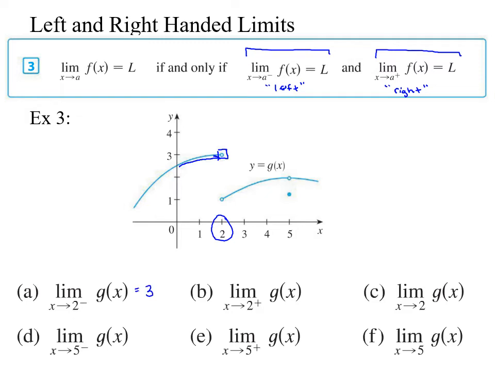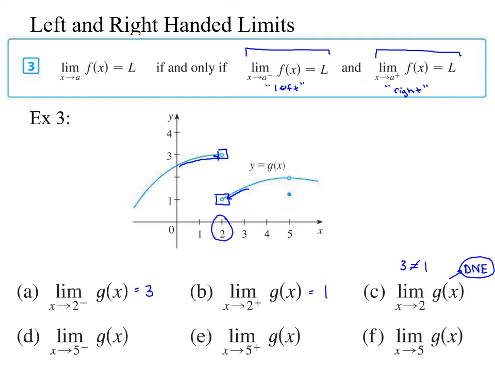Unfortunately, though, if you come from the right-hand side of 2, so start over here and approach 2 from the right, you're going towards a completely different open dot. Now, that's fine for right now. As you can see, that has a y value of 1. But based on our definition you see above, if the left and right-hand limits don't equal each other, you don't have an overall limit. Since 3 does not equal 1, that means your overall limit does not exist. So you're going to see this abbreviation DNE a bunch over the rest of today. When I say DNE, that means the limit does not exist.